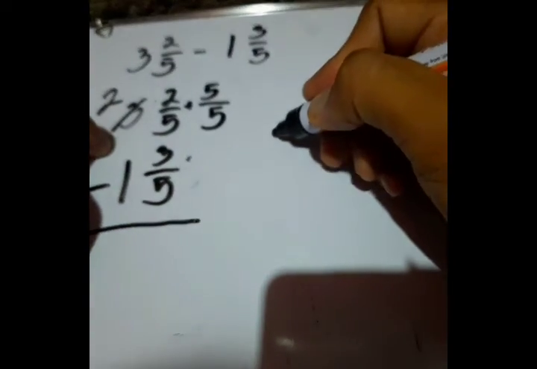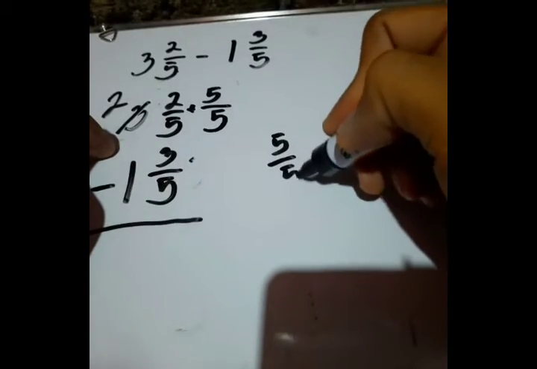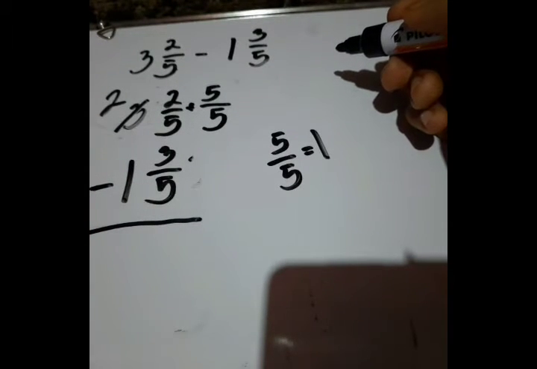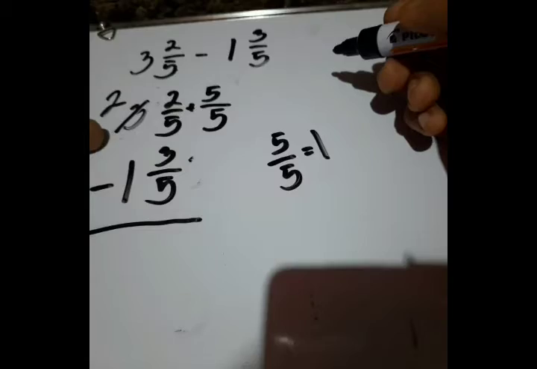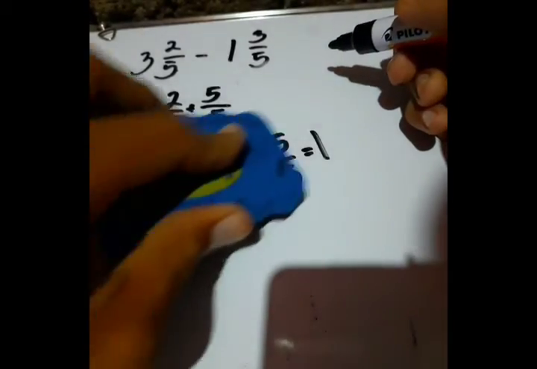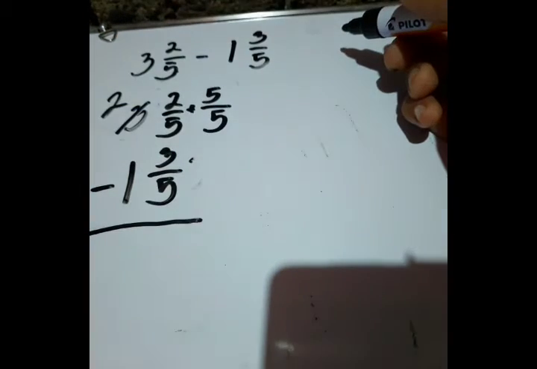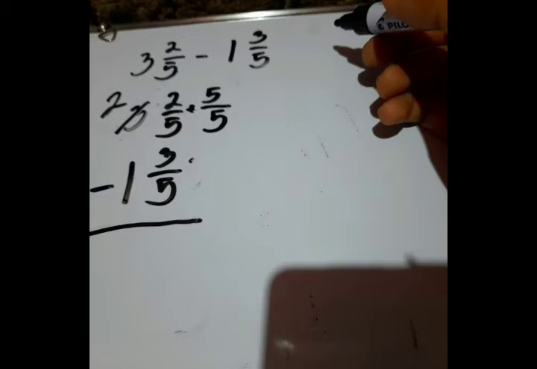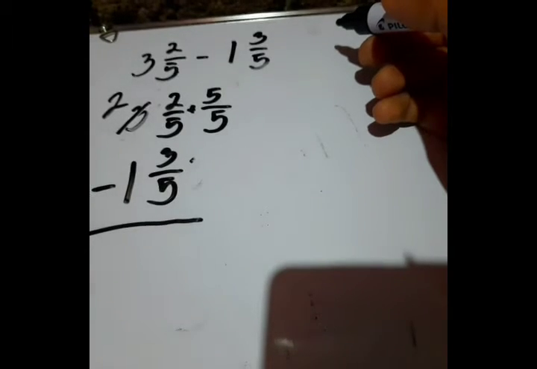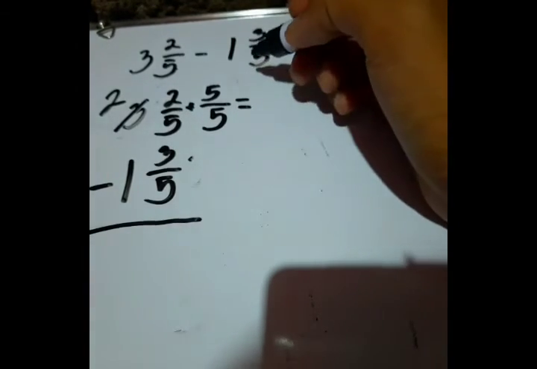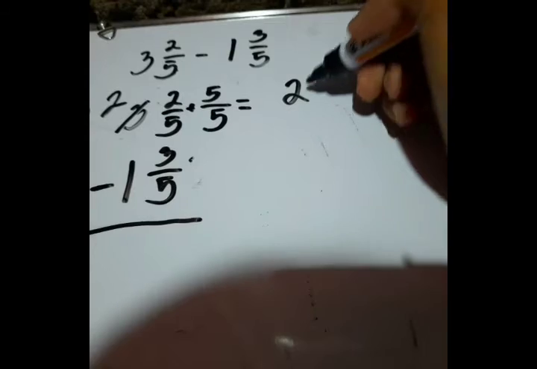Why? Because 5 over 5 is equal to 1. So since we only borrowed 1 from 3 earlier, we will write 5 over 5. But why 5? Because we can add them right away. Remember, in adding similar fractions, we just copy the denominator. So we will rewrite this one as 2.